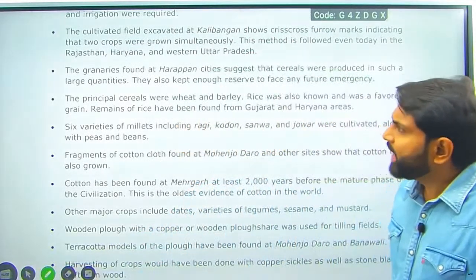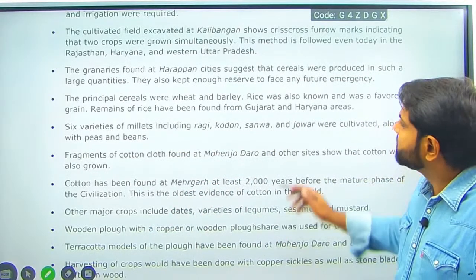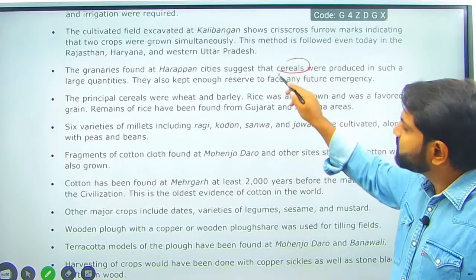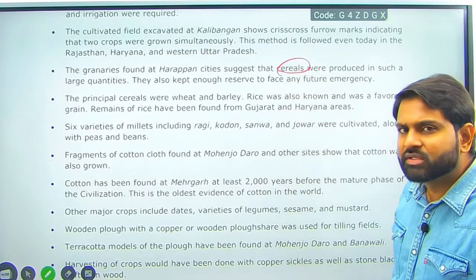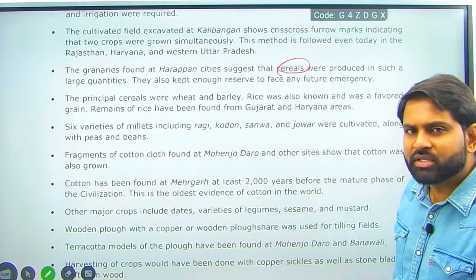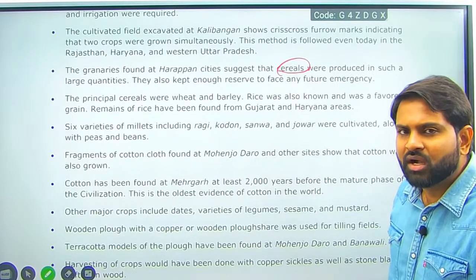So you can see the agriculture field found, traces found in that particular area, the crisscrosses. The granaries are also found in Harappan. Most of the cities granaries found. Harappan city suggests that cereals were produced in such large quantities, they also kept as reserves to face any future emergency. So they must have faced emergencies. They must have faced maybe emergencies with climate or weather.